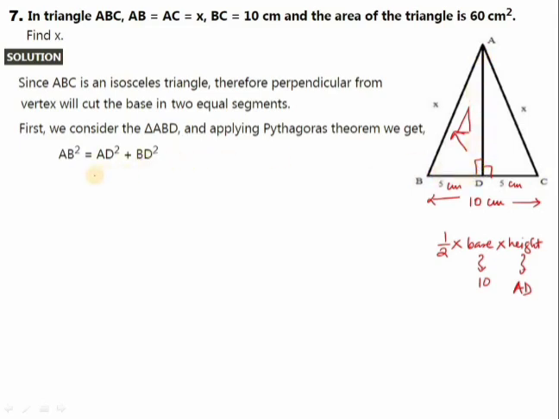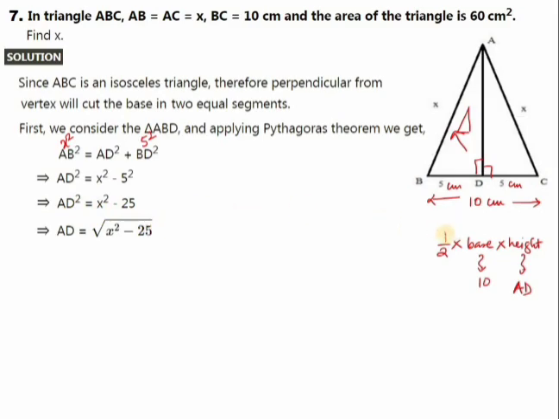First and foremost, AB is X, so this becomes X square, and BD is given to be 5, so it becomes 5 square. Bring this 5 square out here, so you get AD square equals X square minus 5 square. Simplify this, 5 square is 25, so AD square is X square minus 25. It means that AD is square root of X square minus 25.